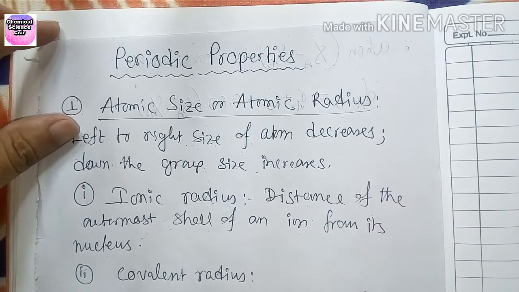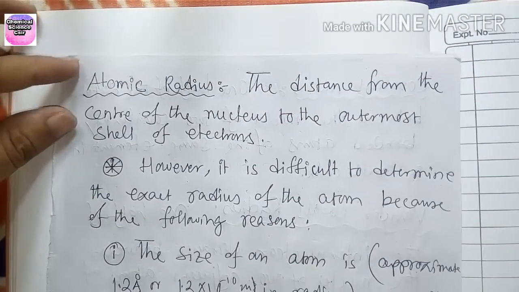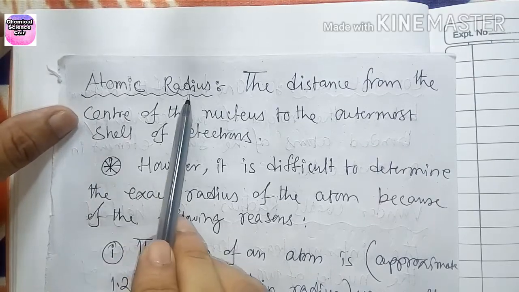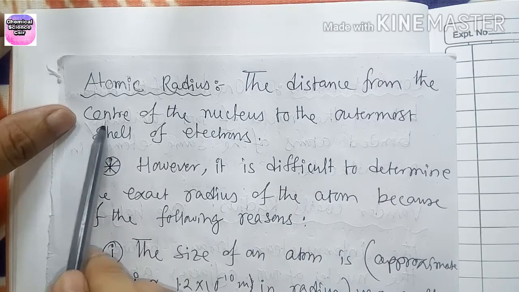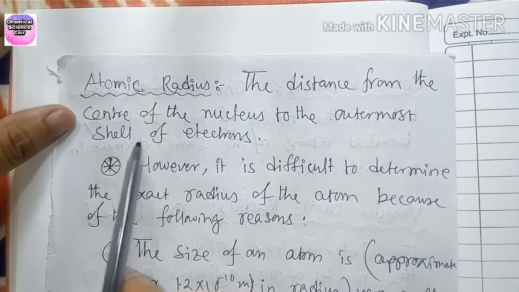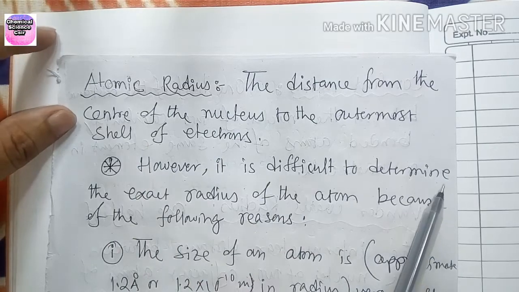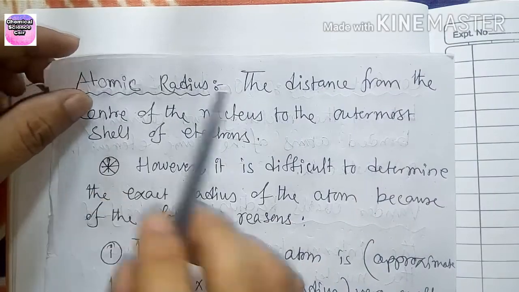Define atomic radius. This definition is very important. The definition of atomic radius is the distance from the center of the nucleus to the outermost shell of the elements. This one is atomic radius.